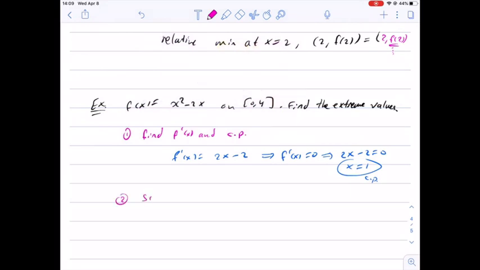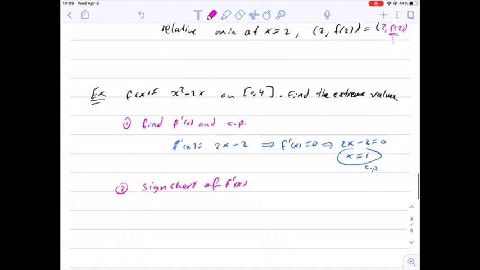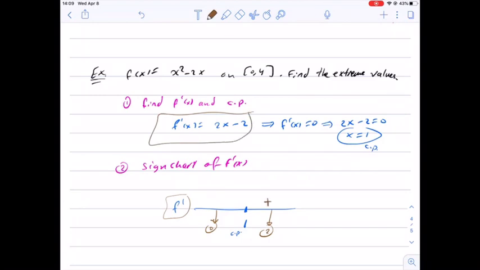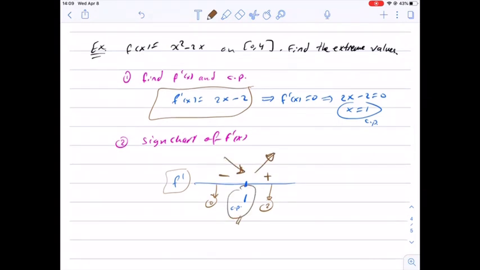The second step is to make a sign chart of f prime of x. So we have f prime here, and the critical point is 1. This is a critical point, and then we study the sign of f prime. If we choose a value that's greater than 1, like 2, and a value less than 1, like 0, and substitute them into f prime, when we substitute 2, we get a positive value. When we substitute 0, we get a negative value. So the function is decreasing here and increasing here.